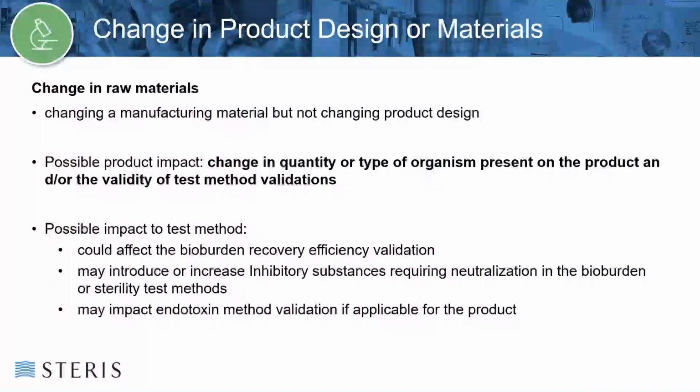A manufacturer may also have a change in raw materials, or a change in manufacturing material, but not a change in the product design. The potential impact to product is a change in the quantity or types of microorganisms present on the product, and the effect on the validity of the test method validations.